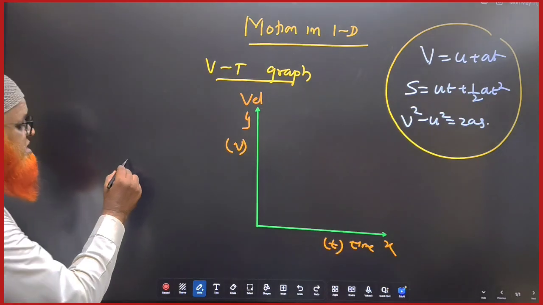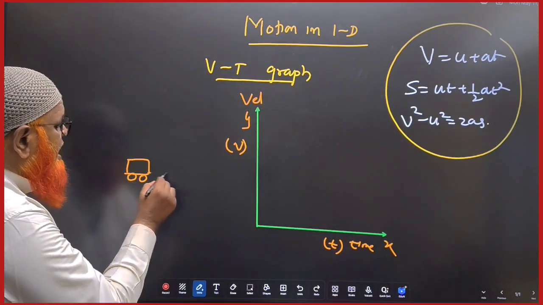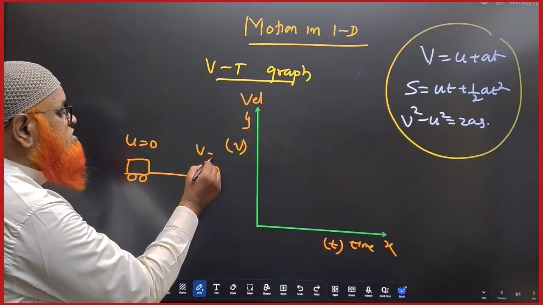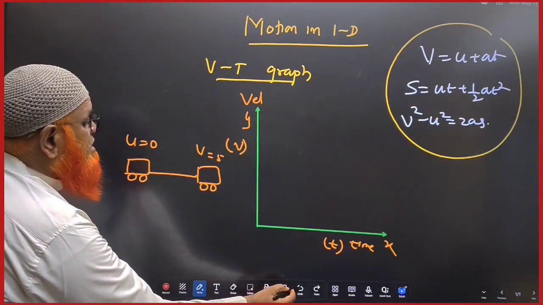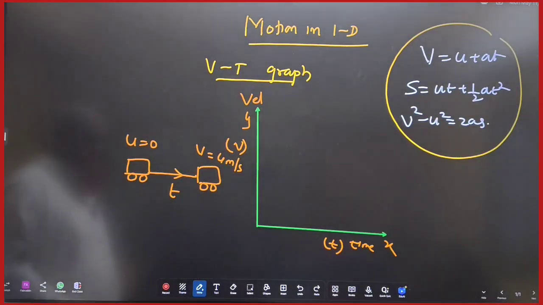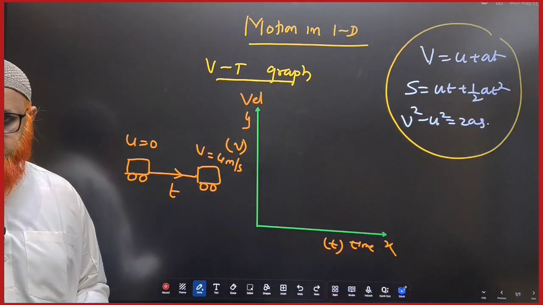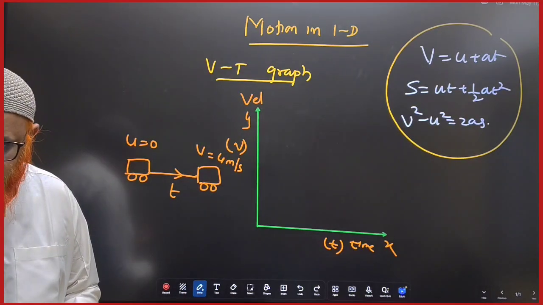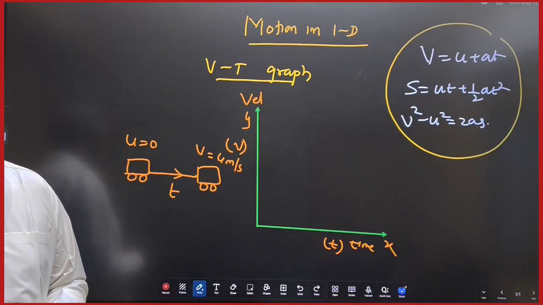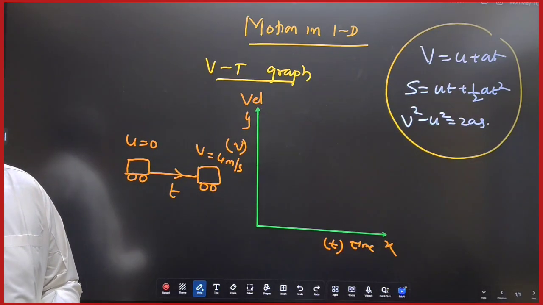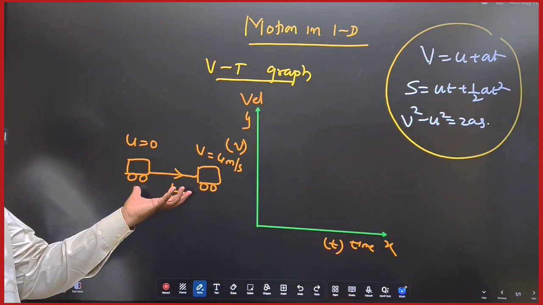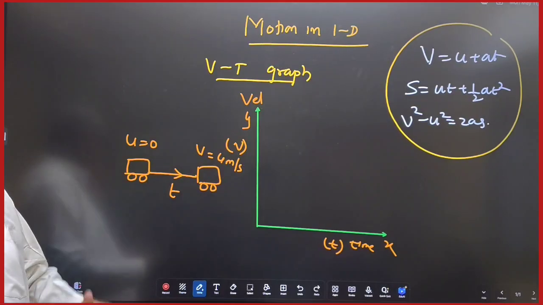Let us imagine there is one car here, and this car is moving forward. It has initial velocity 0 and final velocity, let us imagine, 4 meters per second, and it has taken time t to travel from here to here. What do you understand from this? A slow increase in velocity is called acceleration. If any body has an increase in velocity with respect to time, it is called acceleration. So how will you represent this situation in terms of graphs?